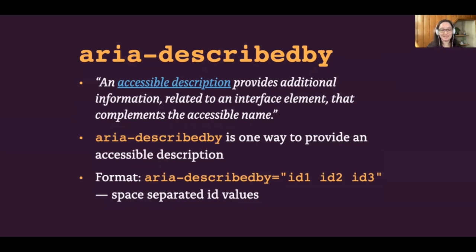So it doesn't replace it, it just adds to a user's understanding of this component. ARIA describedby is one way to provide an accessible description, and the format is aria-describedby equals, and then just like aria-labelledby, it's space separated ID values. So in this case, I have aria-describedby equals, and then in quotes, id1 space id2 space id3. And like we saw with aria-labelledby, it can just be one ID value. It doesn't need to be a long list of them, but if you need it to be, it can be, which is great. It's versatile.